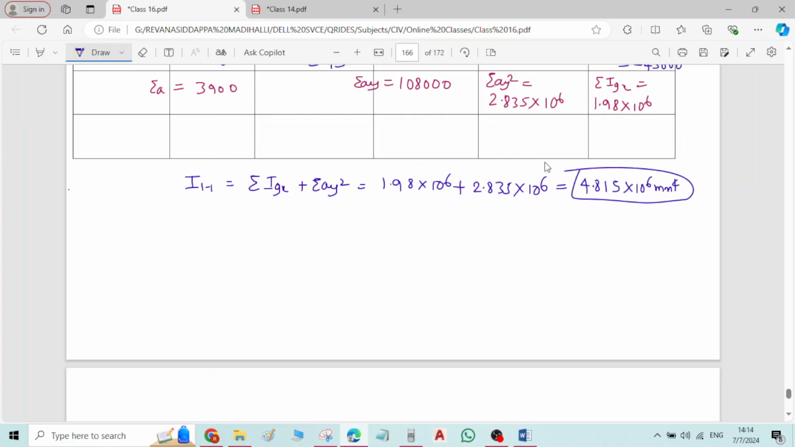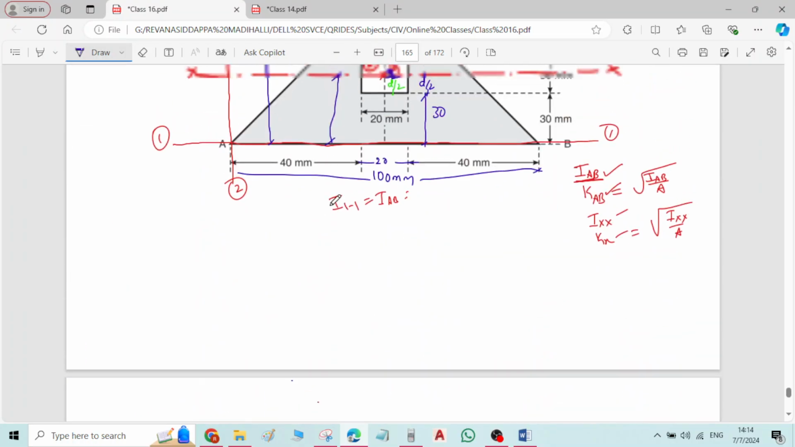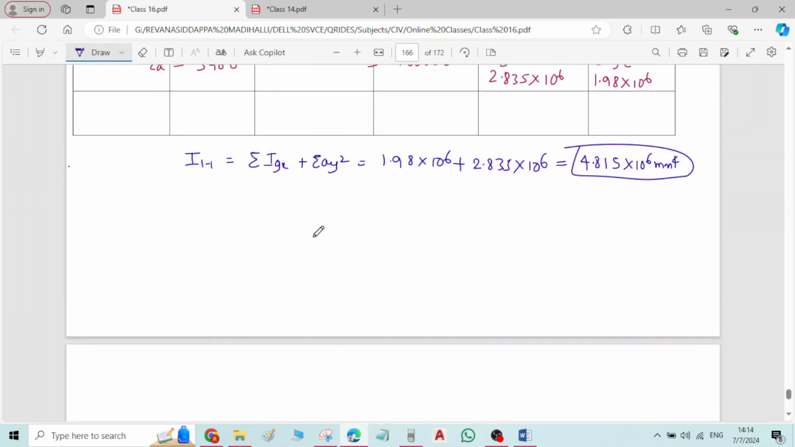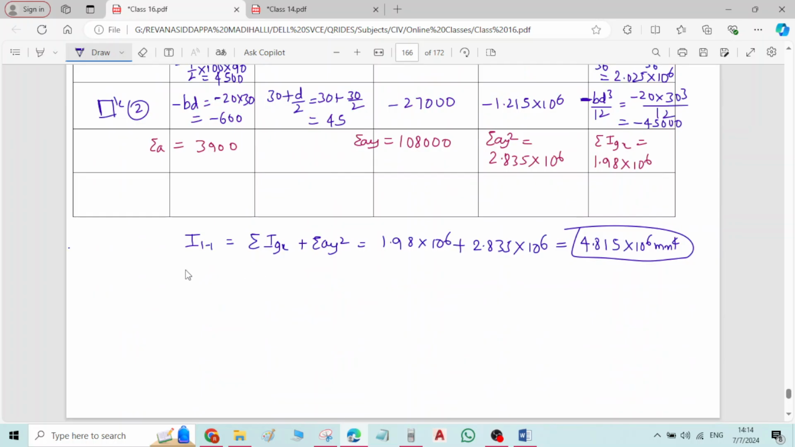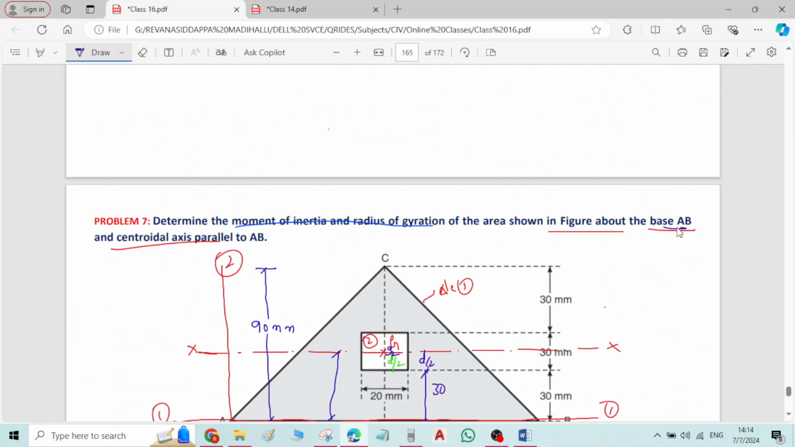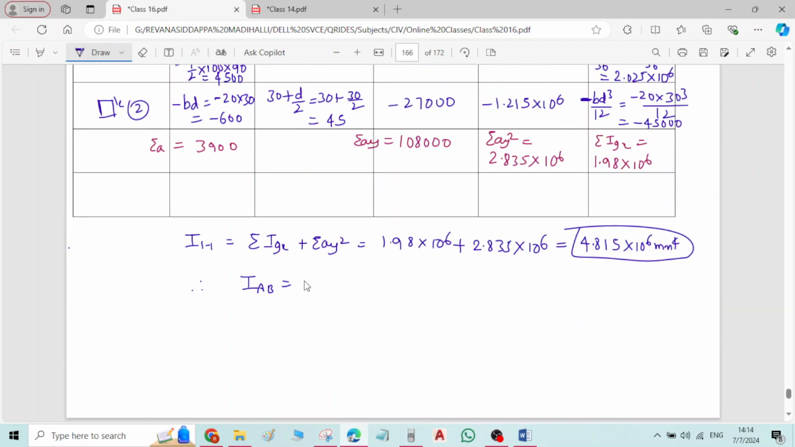Moment of inertia about axis 1 is nothing but moment of inertia about AB only, base of the triangle. Therefore you write here IAB is equal to moment of inertia about the axis AB. It is asked to find about AB now. IAB is equal to moment of inertia about axis 1, which is 4.815 into 10 power 6 millimeter raised to 4. This is moment of inertia about axis AB.